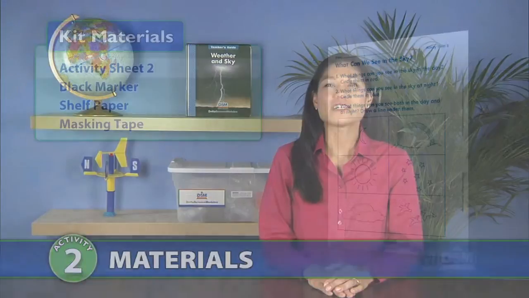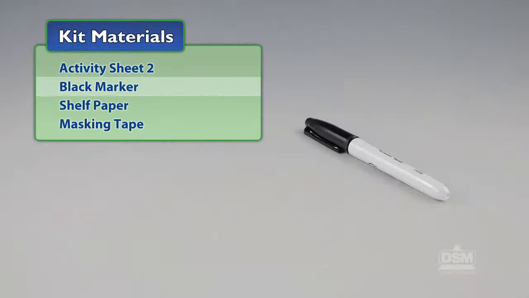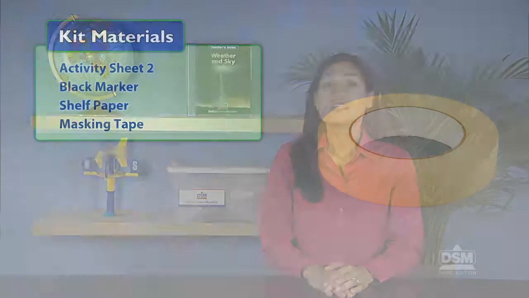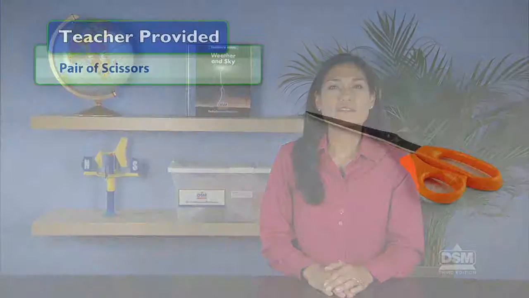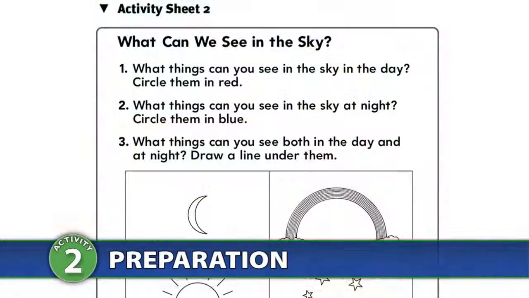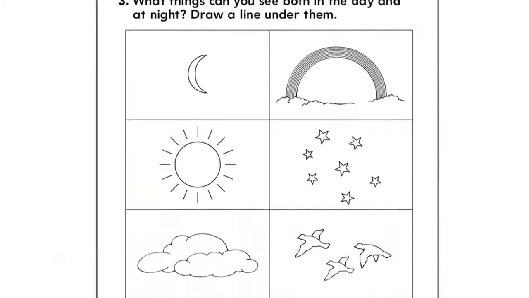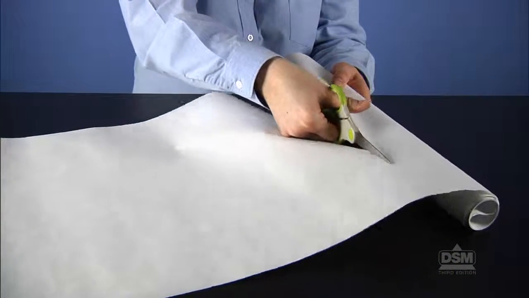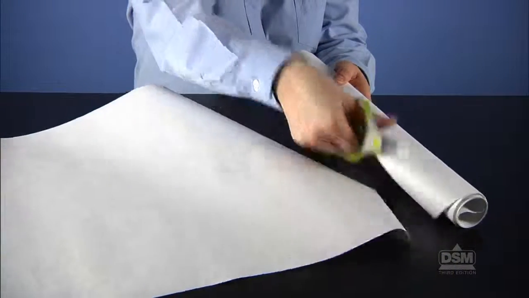You will need the following materials from the kit: Activity Sheet 2, a black marker, shelf paper, and masking tape. You will also need to provide a pair of scissors. To prepare for the activity, make a copy of Activity Sheet 2 for each student. Students will need red and blue crayons to complete the activity sheet. Cut and hang 2 pieces of shelf paper for day sky and night sky class charts.